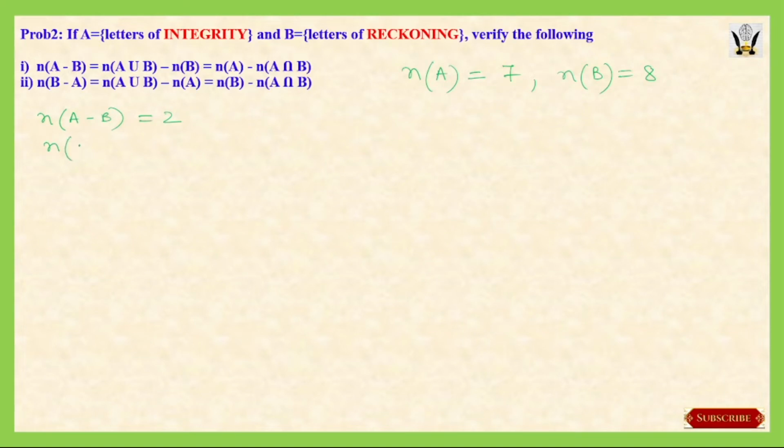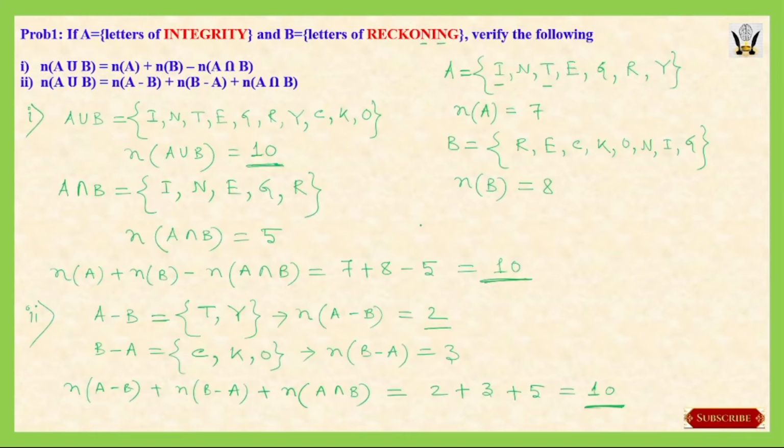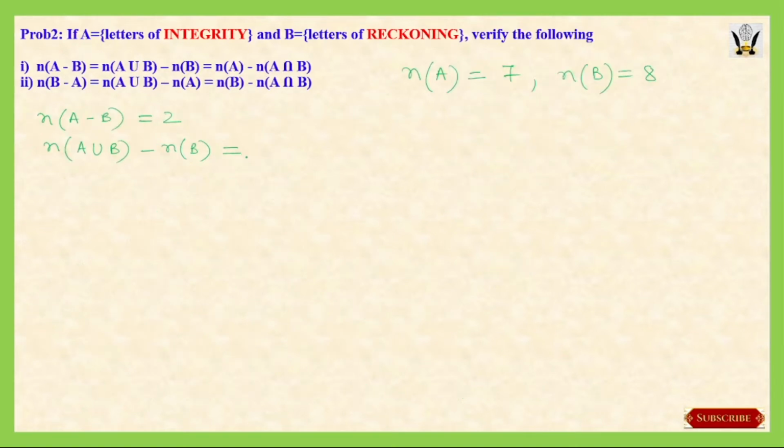Now next is the cardinal number of the union operation between A and B, and from that we are subtracting the cardinal number of B. The cardinal number of this union operation that we have already obtained is 10, and the cardinal number of B is 8. So it is 10 minus 8, which is 2. So the first part and second part are equal.